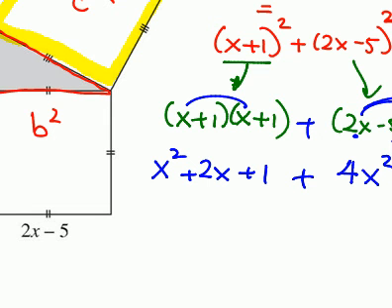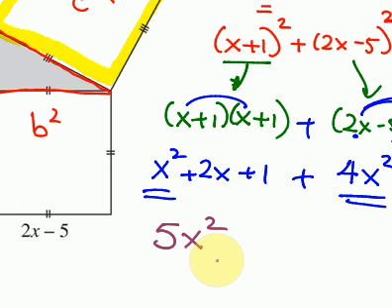Lots of multiplication. Now we're going to add. x squared, how many do I have there? How about 5? 2x, uh-oh, minus 10, minus 10, that's negative 20 plus 2. Can someone say negative 18x? And then we've got 1 with 25. We'll put those like terms together. What's 1 plus 25? 26.